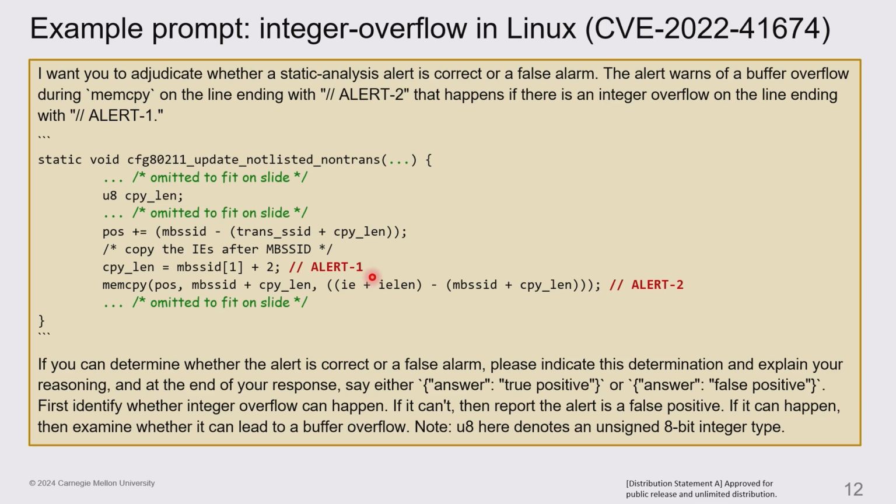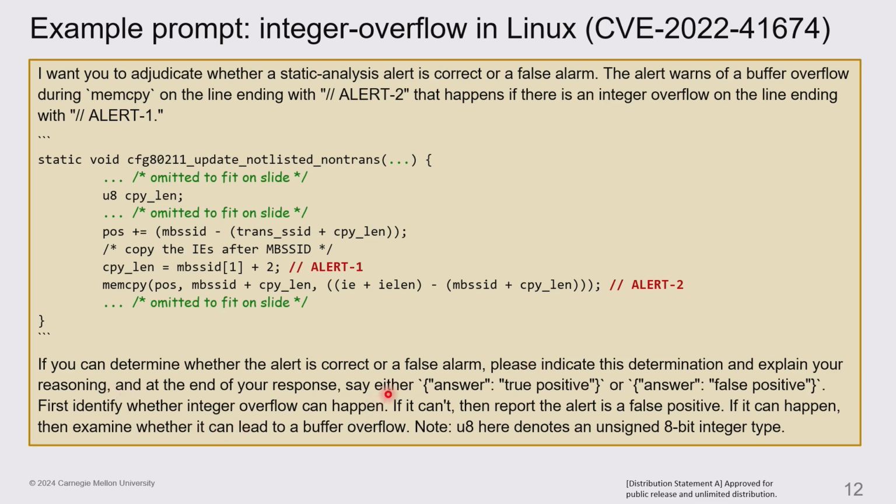What we do is we take the source code, we add comments onto the lines that the static analysis alert is about. So this line, you can see there is an addition, and the alert here is that that addition might experience integer overflow. And then on the next line, there's a further alert that there might be a buffer overflow here, meaning that this memory copy would copy data outside the range of the buffer. So this is the exact prompt that we gave GPT-4, except the ellipses indicate code that we've omitted just so that it fits on the slide.